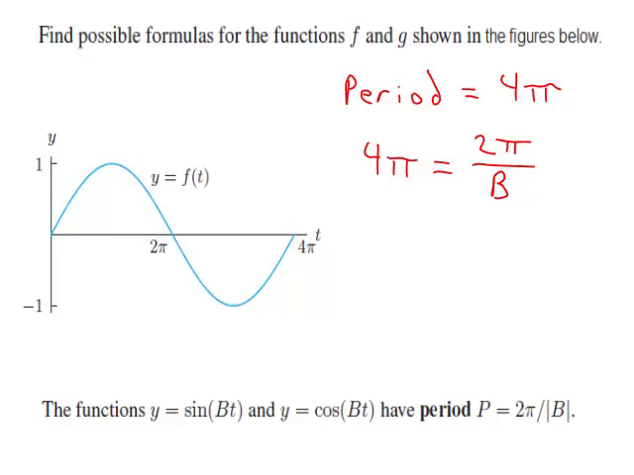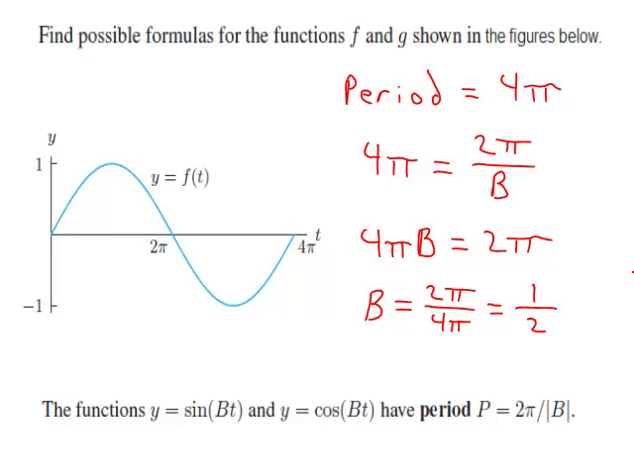So we could solve for this b by multiplying both sides by b, and we would end up with 4 pi times b equal to 2 pi. And now we could get b by itself by dividing both sides by 4 pi. So we would have b equals 2 pi divided by 4 pi. Notice there's a factor of pi in the numerator and denominator. So we have then simply 2/4, which we could reduce down to 1/2. So we see that our constant b would be 1/2.